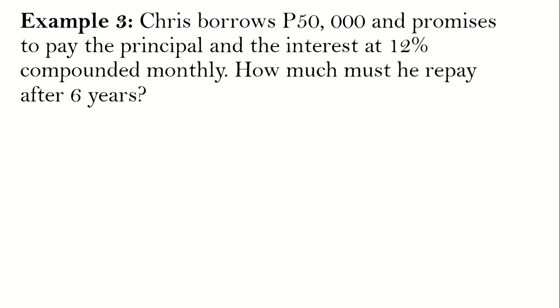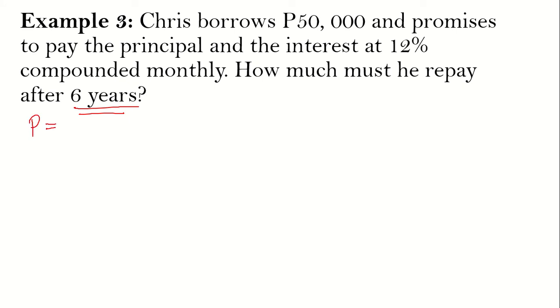Example number 3. Chris borrows 50,000 pesos and promises to pay the principal and the interest at 12% compounded monthly. How much must he repay after 6 years? So, we are looking for the future value. So, let us get first the given or identify the given.